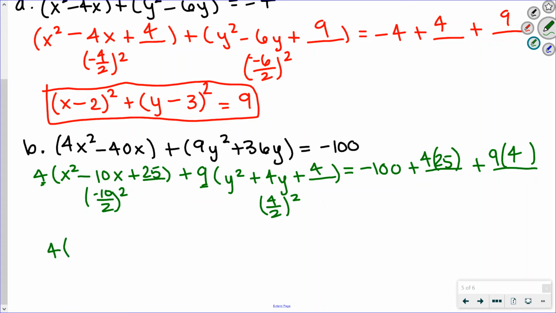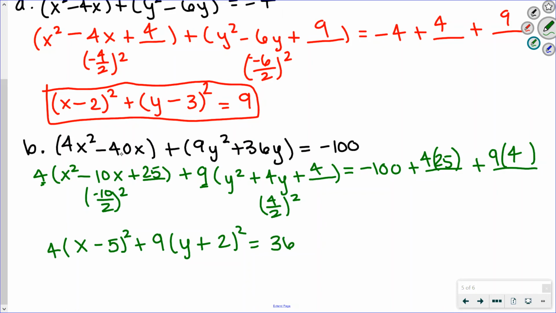I have a 4 as a coefficient. The square root of x squared is x. Got a little lag there, sorry. x, the sign in the middle is a minus, and the square root of 25 is 5. Plus, bring down our 9. The square root of y squared is y. The sign in the middle is a plus, and the square root of 4 is 2. Now if I add these up, 4 times 25 is 100, so these two cancel, and I'm left with 9 times 4, which is 36. You can also just type this straight into your calculator and it'll give you the answer.